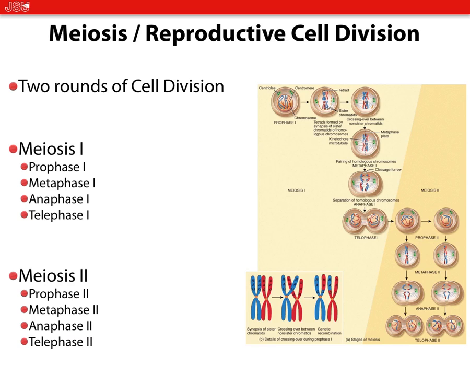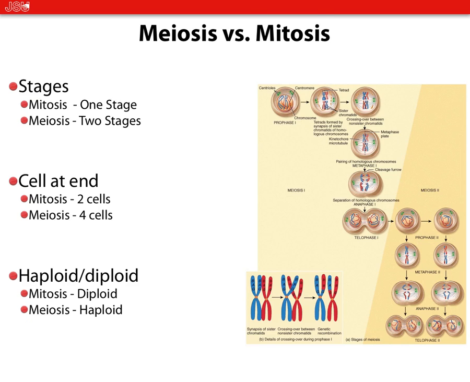Okay, also know that crossing over happens in prophase 1. We'll talk about that in a minute. Just know the differences here. Meiosis has 2 stages, mitosis has 1 stage. At the end of meiosis, there's 4 cells. At the end of mitosis, there's 2 cells. And mitosis ends in diploid cells. Meiosis ends in haploid cells.